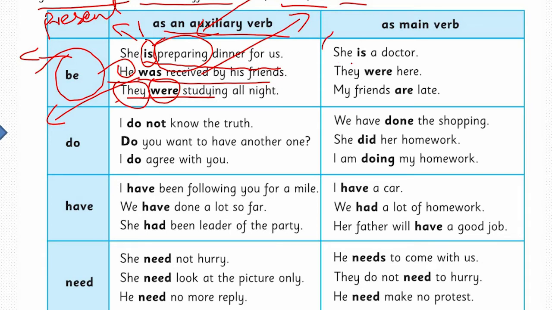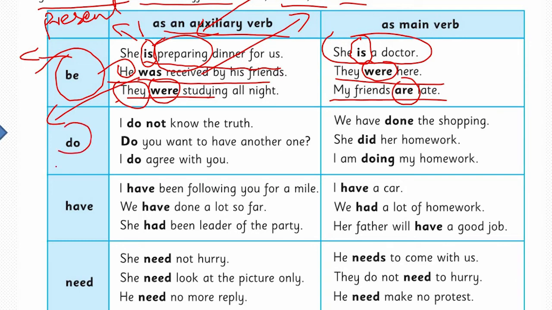As a main verb here, look here. She is a doctor. Here we have no other main verb, so here is is the main verb. They were here. My friends are late. So we have these as main verbs, is, were and are, because we have no other main verb here. These are acting like a main verb here, these words is, were and are.